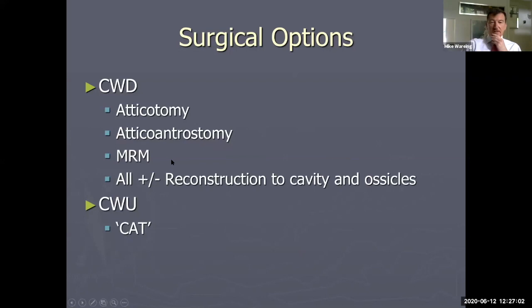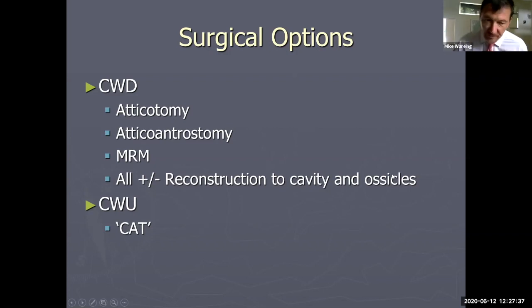So this is the bit that I think many of the trainees find a bit difficult conceptually. So CWD means canal wall down, and basically you start with an atticotomy, you then gradually work back, and then you end up with MRM, which stands for modified radical mastoidectomy, which for a long time was the sort of surgical standard of cholesteatoma surgery. So this is an option, and then all of this is including reconstruction of the cavity and the ossicles.